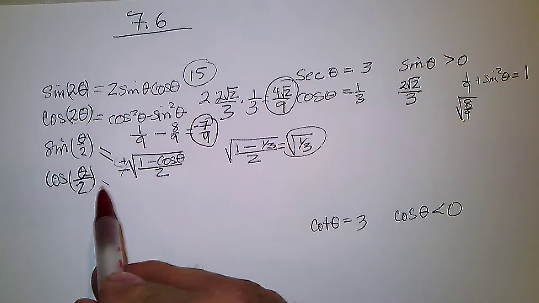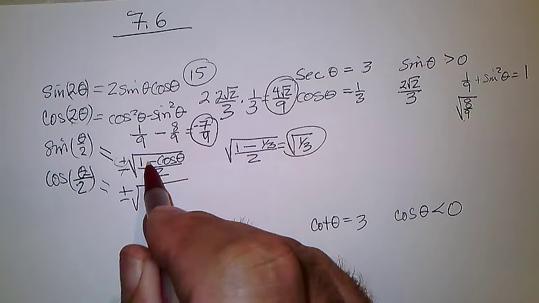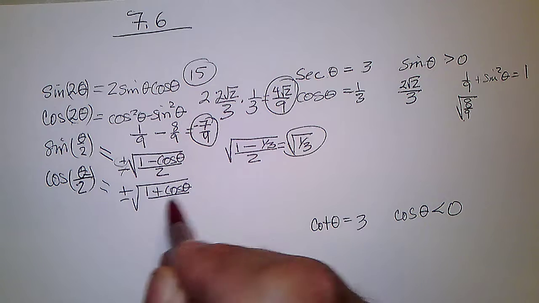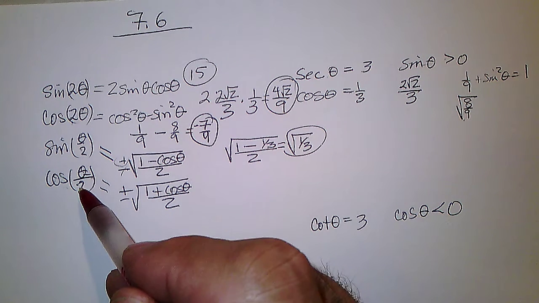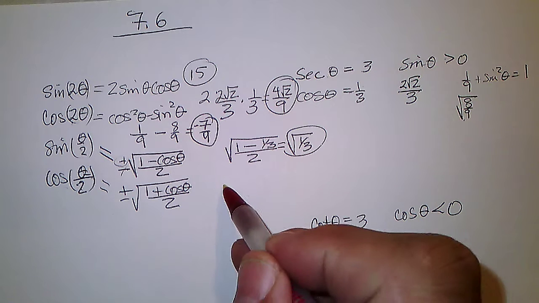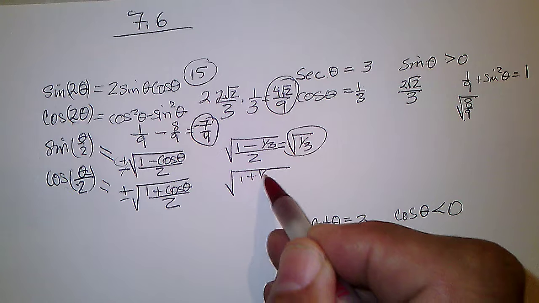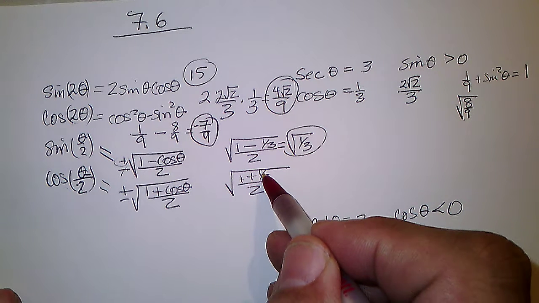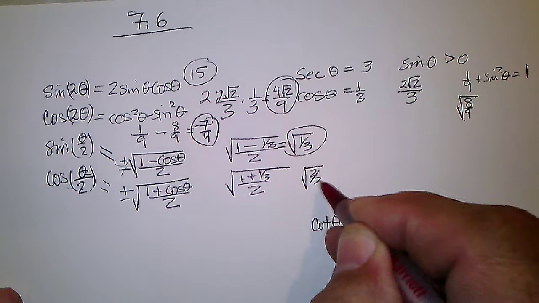And cosine of theta over 2 is the same thing here, plus or minus the square root, but just a plus in here, 1 plus cosine theta over 2. And since we're in the first quadrant, half of that angle is still in the first quadrant, so we're just going to get plus the square root of 1 plus 1/3 over 2. That's 3/3 plus 1/3 is 4/3, divided by 2 is 2/3, so that's the square root of 2/3.